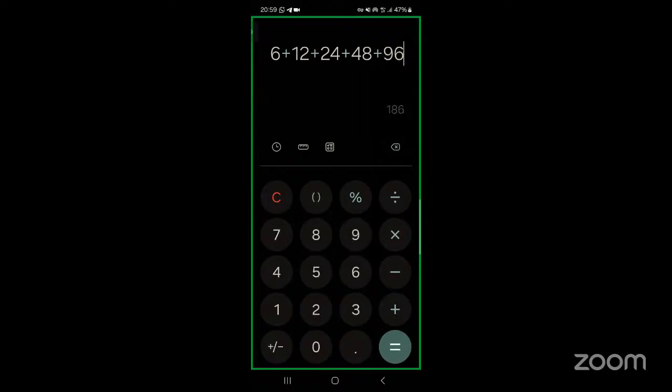Next position, it will be how much? 96 times 2. Is it 192? Someone answer me. 192? Is that correct?